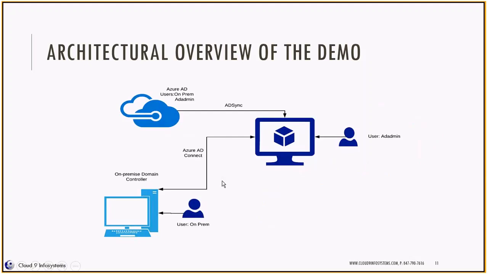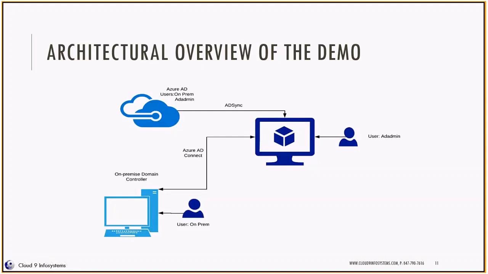So this is basically the architectural overview of the demo. What this is saying is that we have an on-prem domain controller. This has an Active Directory installed in it. I think for the demo, we kept the fully qualified domain name as onprem-demo.com. Yeah, that's the domain controller's fully qualified domain name. We added a user called on-prem onto this domain controller. This is the first entity of this demo. The second entity is a VM. We are going to create a VM in Azure, which is basically going to host our AD Connect software.